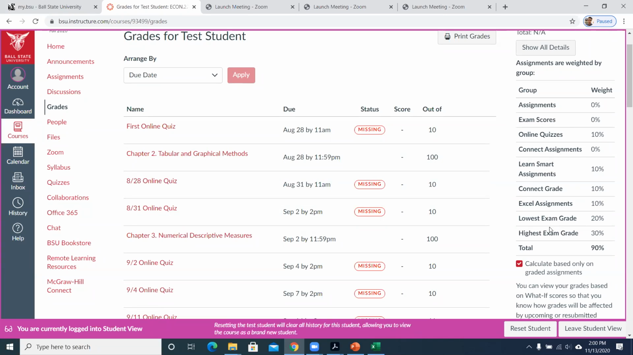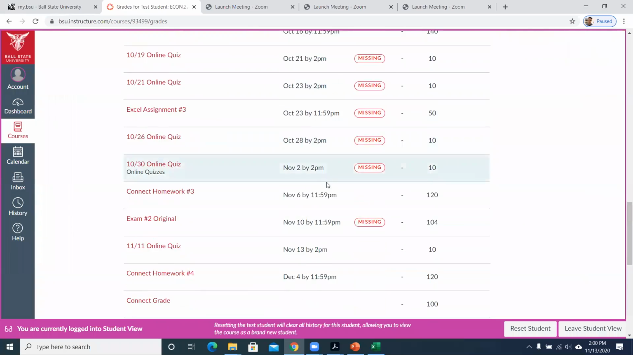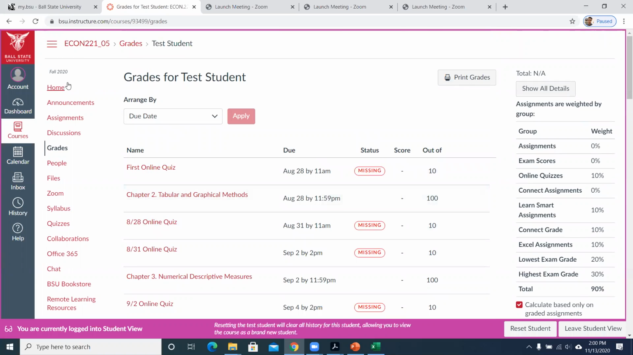What I've done is identify your lowest and highest exam score. If you want to look at your individual scores, you can still see those. I want to leave student view.